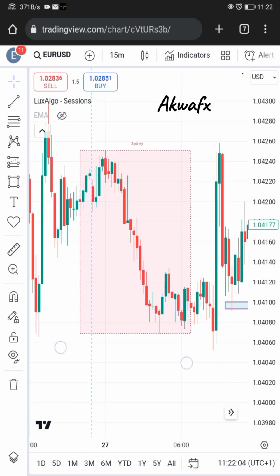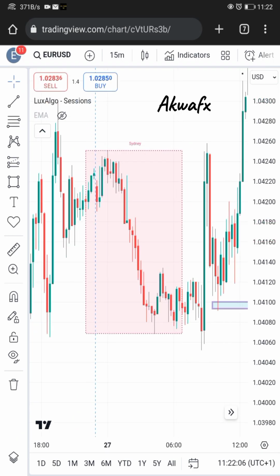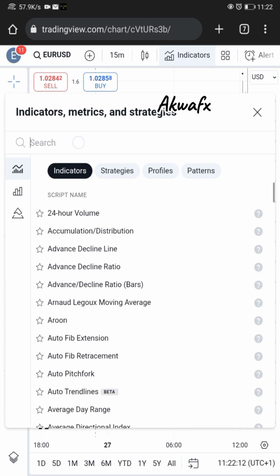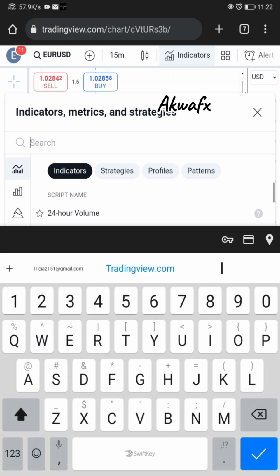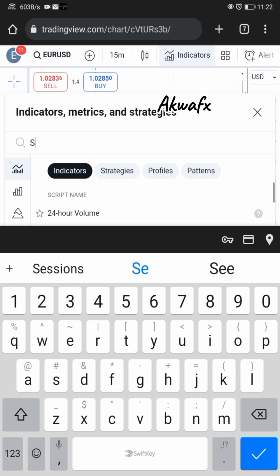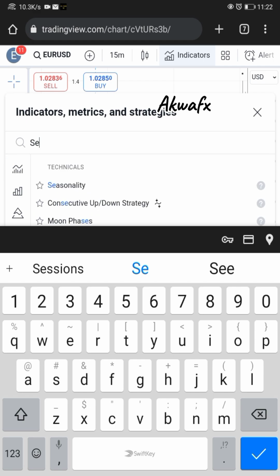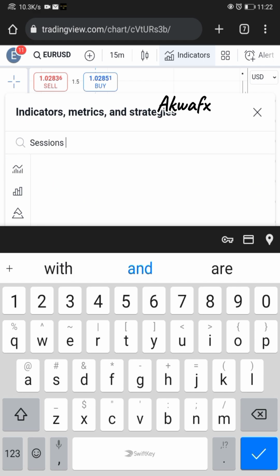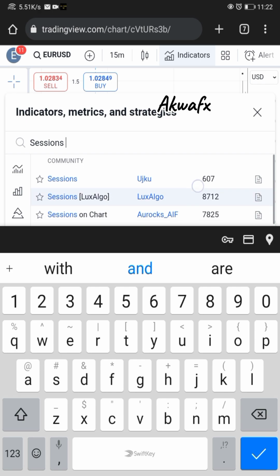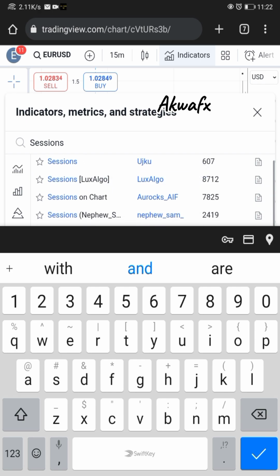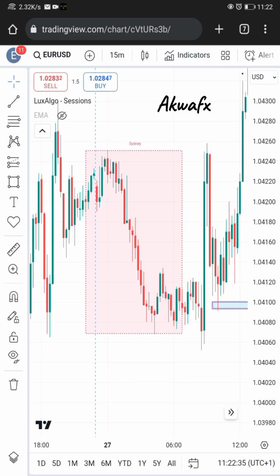So first, you should go to your indicator, click on your indicator. Once it opens up, you search for Asia range indicator by Lux Algo. You search for sections, just type in sections. Once you type in sections, then it will appear. You see Sections in bracket Lux Algo. You click on that one, it will be on your chart.